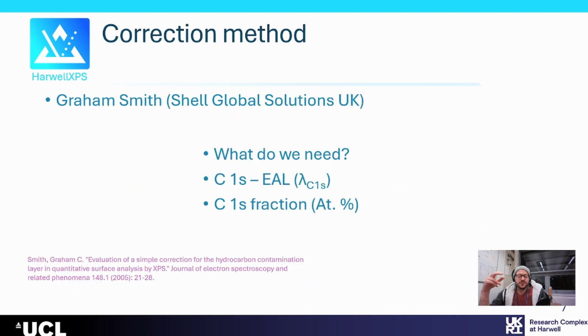Now, there have been quite a few approaches in the literature to address this. However, an approximation approach from Graham Smith is probably the simplest approach and is the one we're going to look at here. All we need to know for this is the concentration of our carbon, which we can get from our initial quantification, and the effective attenuation length of the photoelectrons through our carbon layer for each peak, including the carbon 1s, which we can calculate relatively easily using a number of different methods and widely available software.